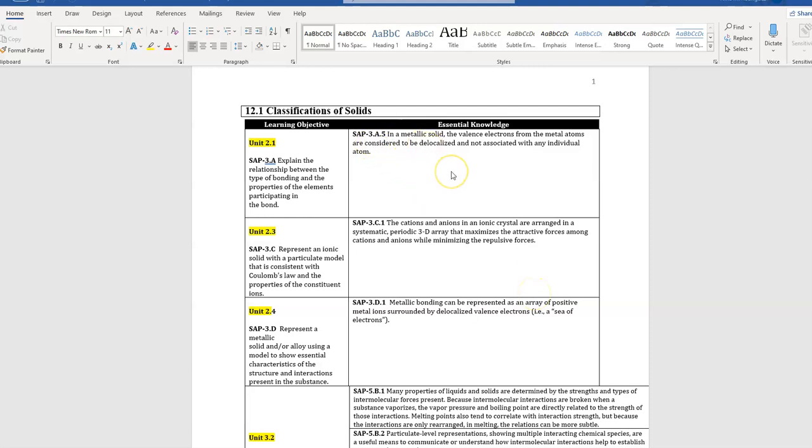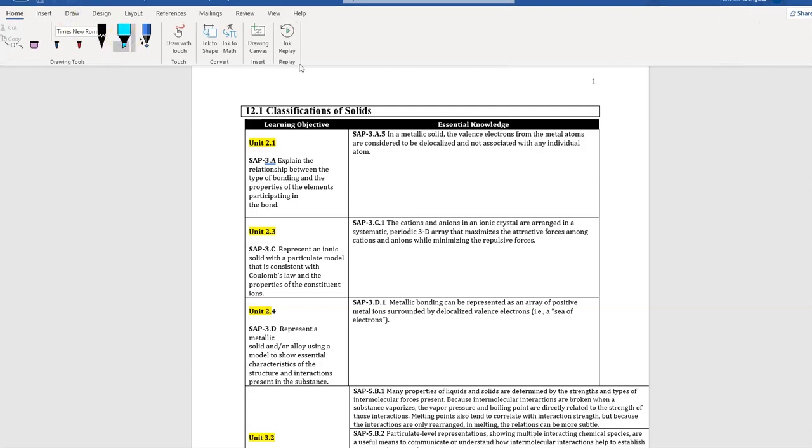Okay, so number 1, let's go through the targets. In a metallic solid, okay, so metallic solid is one of the 4, valence electrons from the metal atoms are considered to be delocalized. Now, delocalized means that the electrons can move freely. They can move wherever they want, okay? And are not associated with any individual atoms, which means those electrons can go from one atom to a different atom, or they can go from one atom and stay in that atom, but maybe jump energy levels kind of thing. So that's what they mean, they can move freely.